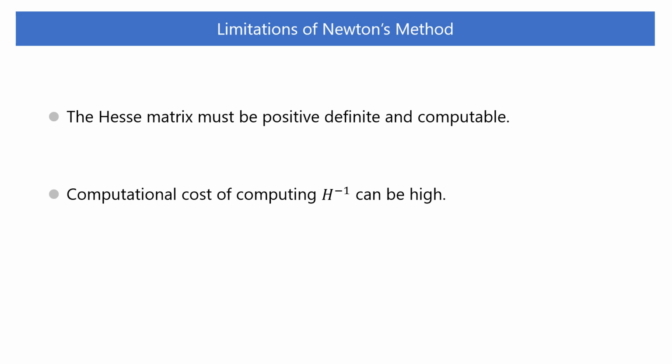However, there are conditions for efficient convergence of Newton's method. The Hessian matrix must be positive definite and computable. Also, the computational cost of computing the inverse of the Hessian matrix can be high, and a gradient descent method or a variant of it may be preferred, especially for large problems with a large number of variables.